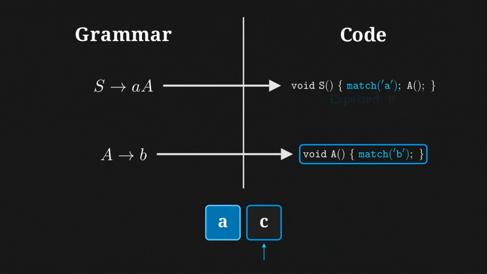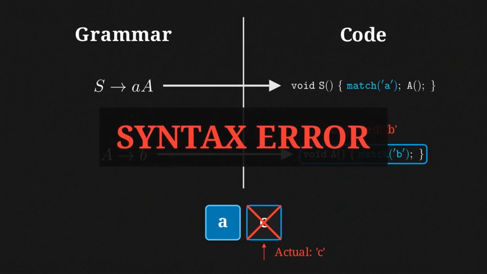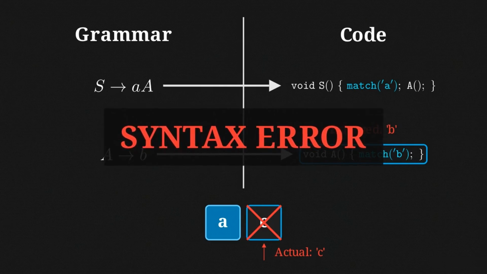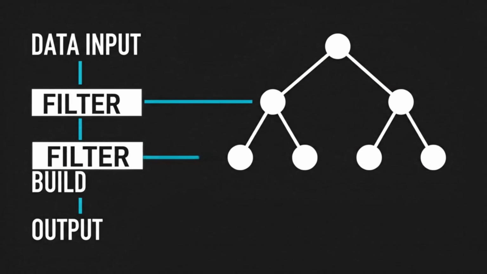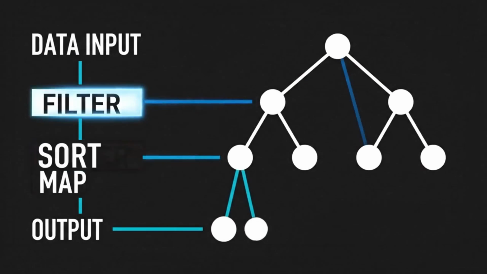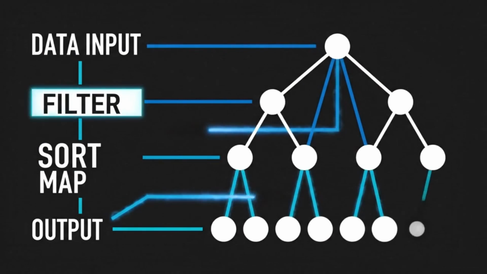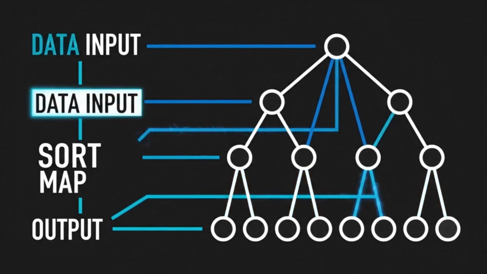But if we feed it the input string AC, the system hits a wall. Function A expects the character B, but the pointer hits the letter C. That mismatch immediately triggers a syntax error. The parsing engine requires no magic. It is simply a synchronized cycle. Verify the terminal characters and execute the function calls for the non-terminals.